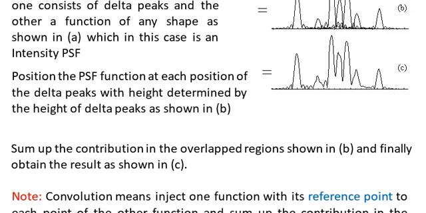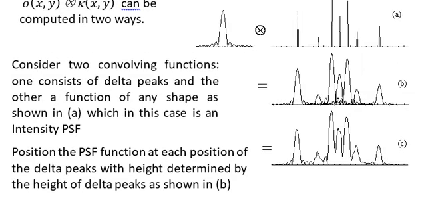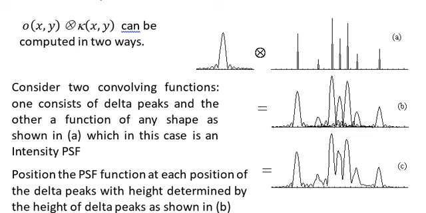Now sum up the contributions in the overlapped regions shown in B and finally obtain the result shown in C. So in figure B, we have placed the point spread function at each position of the delta peaks according to the height of the delta peaks, and we have shown the result in B. In B there are some overlapped regions, and we sum up those regions and finally obtain the signal in C. So C is the convolution of the two, the object O on the right-hand side of figure A and kappa on the left-hand side. We have convolved them and obtained the final result shown in figure C.